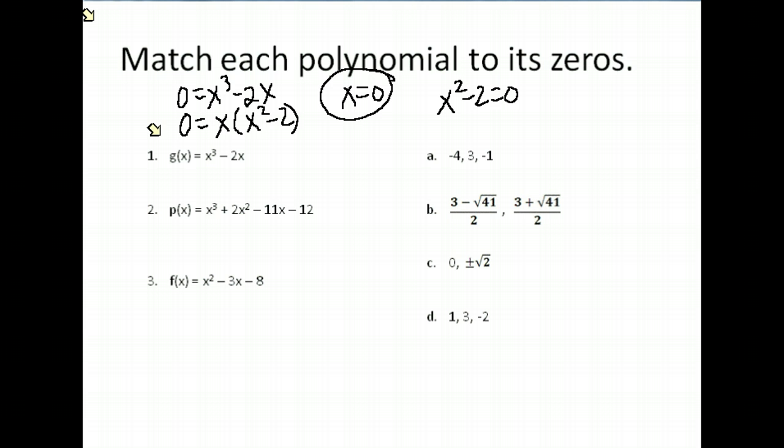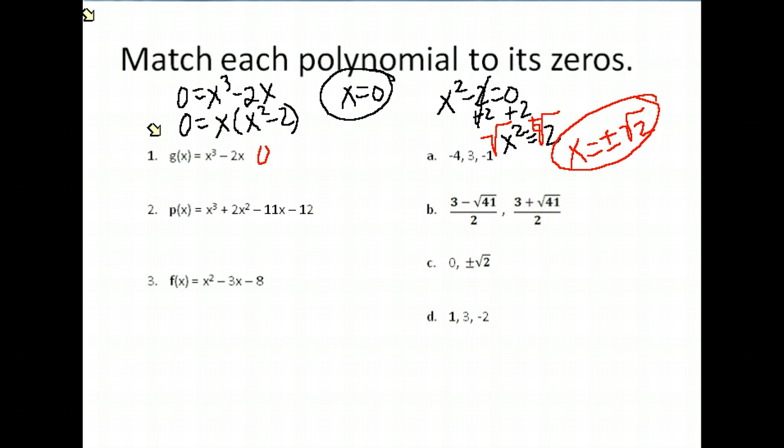So I get x equals 0 is one of them. The other, I would add 2 to both sides. This is going to be kind of messy. Then to get rid of the squared, we take the square root of both sides, and you have to put plus or minus in front. So I also get plus or minus the square root of 2. So the zeros for this one are 0, positive root 2, and negative root 2, which looks like C. I'm going to erase this, so if you need to pause to write things down, go ahead and do that.